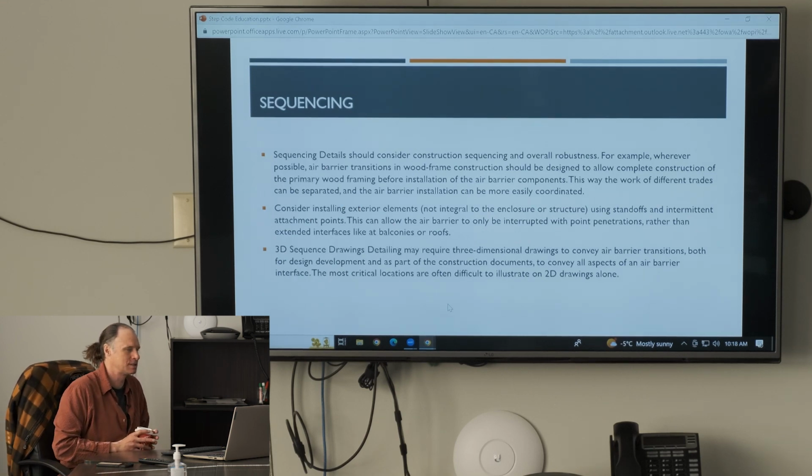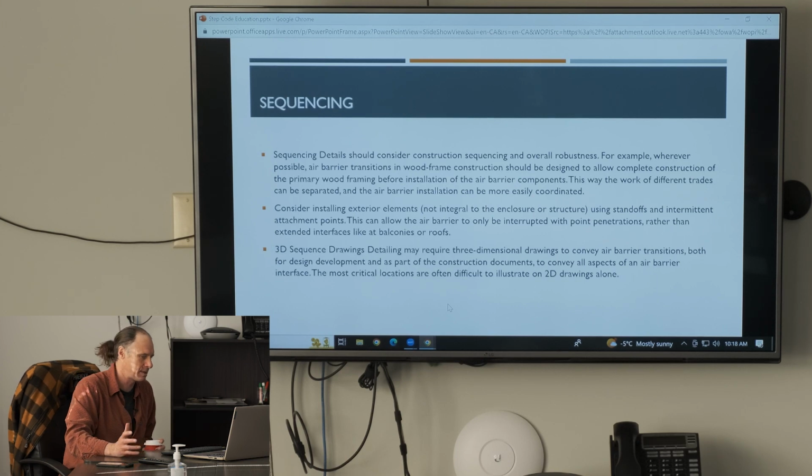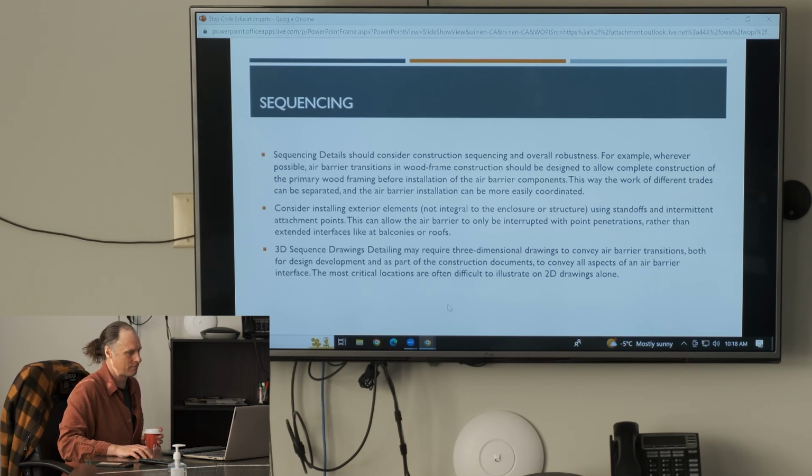So, sequencing details should consider construction sequencing and overall robustness. For example, wherever possible, air barrier transitions in wood frame construction should be designed to allow complete construction of the primary wood framing before installation of the air barrier components. This way, the work of different trades can be separated and the air barrier installation can be more easily coordinated.